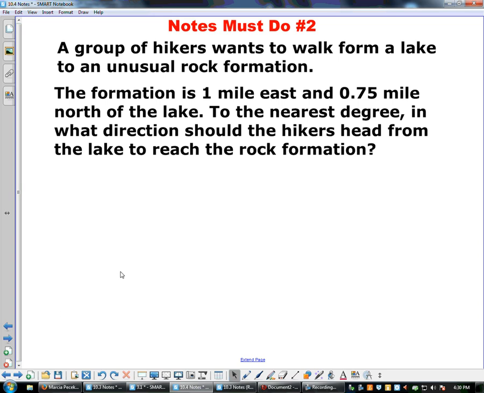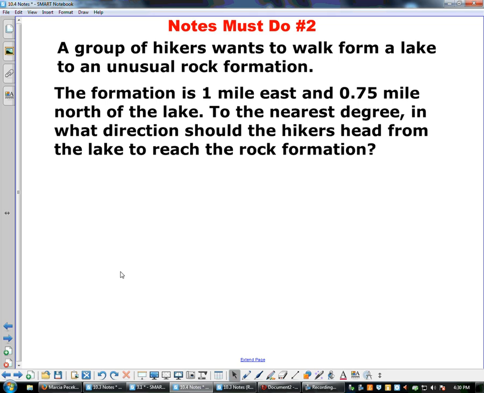So here's your second must do. Same idea, draw yourself a triangle. You're going 1 mile east and 0.75 miles north, and you're going to figure out what should be your direction, your angle there, that you go from the lake to the rock formation.